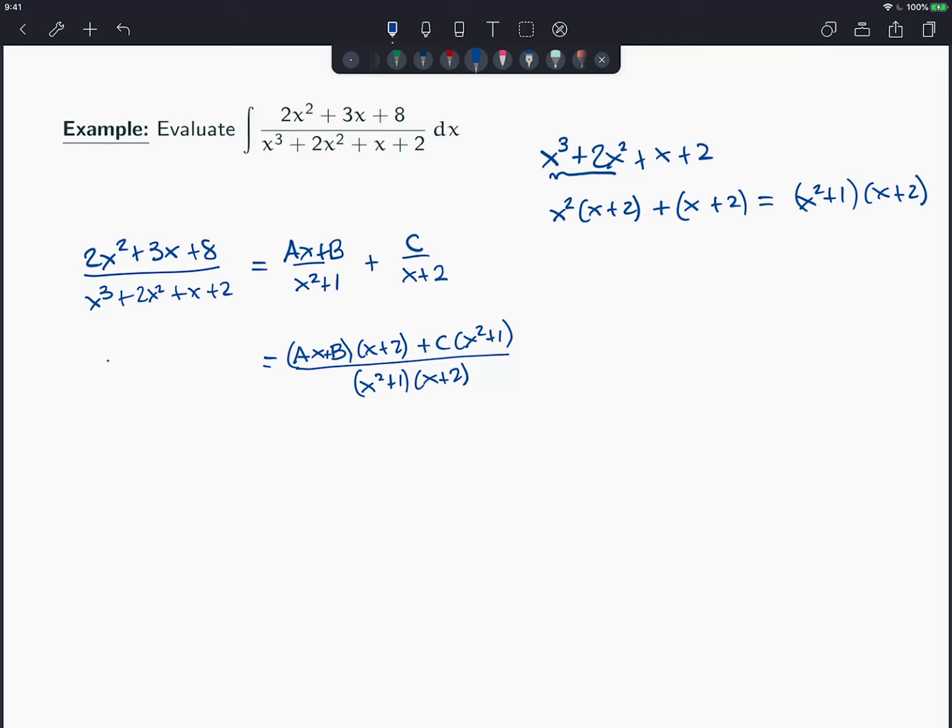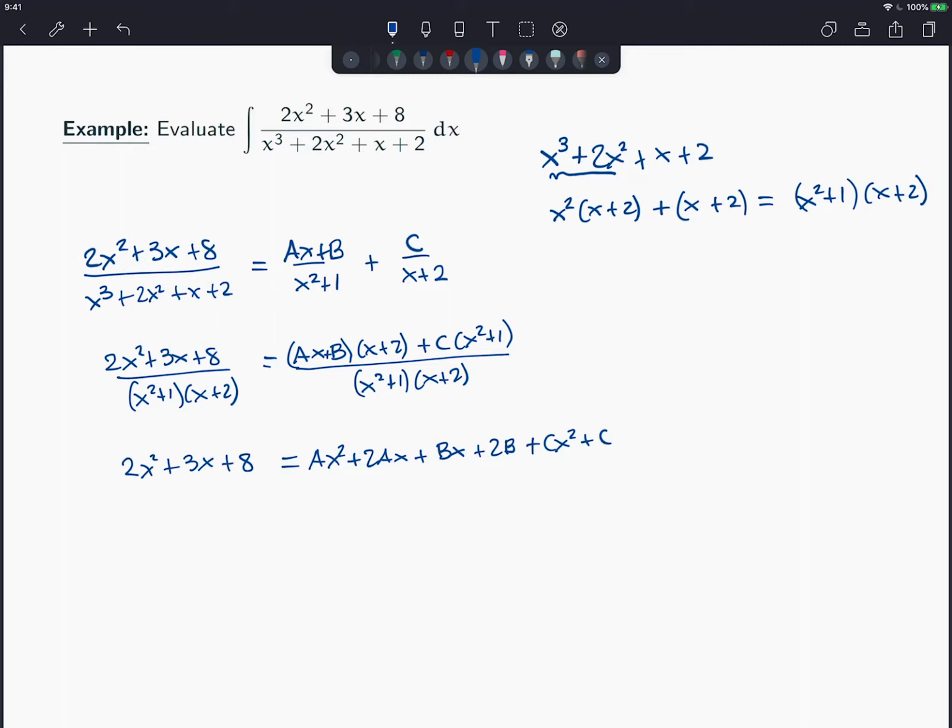So on the left side, this is my numerator, and I'm going to write the denominator as I found it factored. So at this point, I can ignore the denominators and just work with the top. So if you work this out, I get ax squared plus 2ax plus bx plus 2b. Now with the next term I get cx squared plus c. And over here I'm going to leave the 2x squared plus 3x plus 8. So I have all these terms.